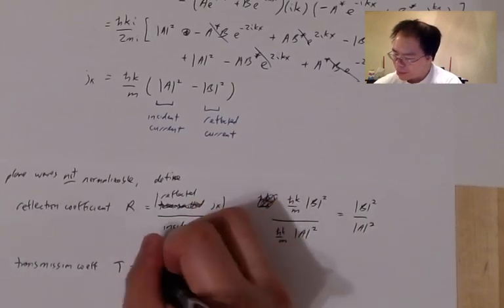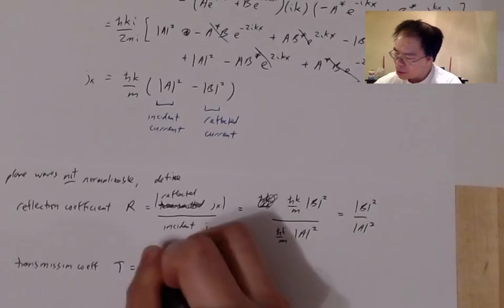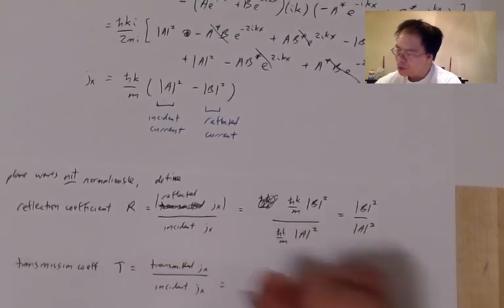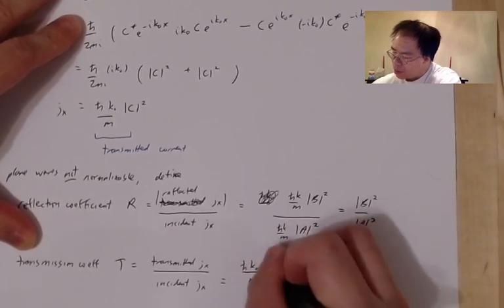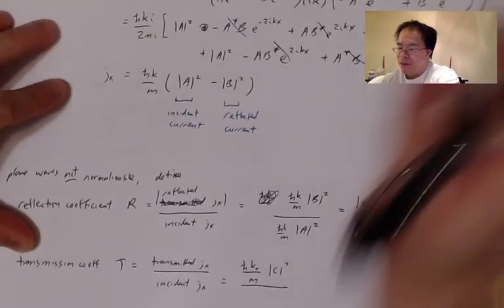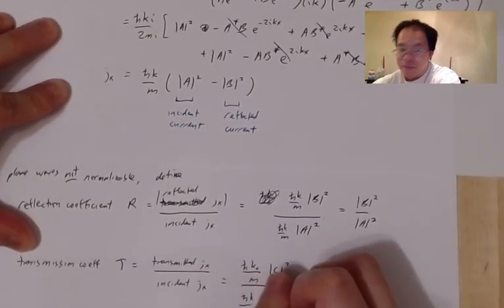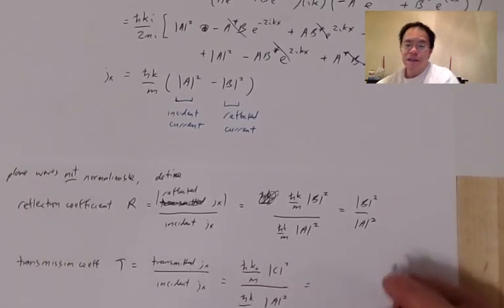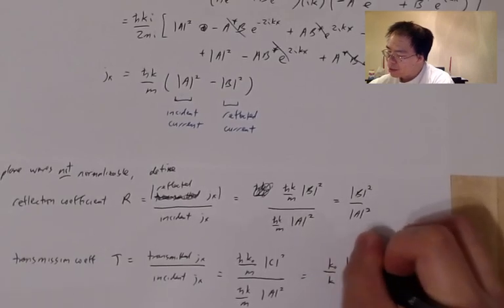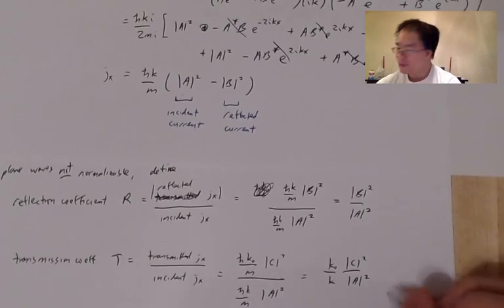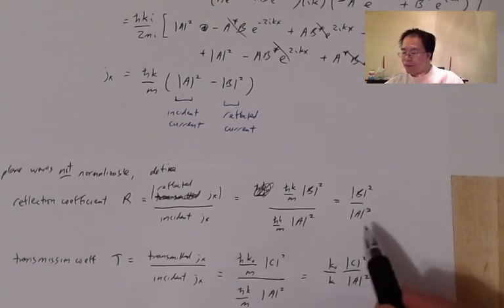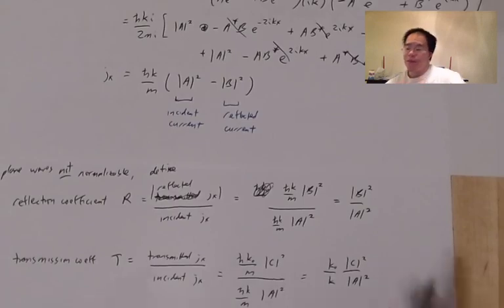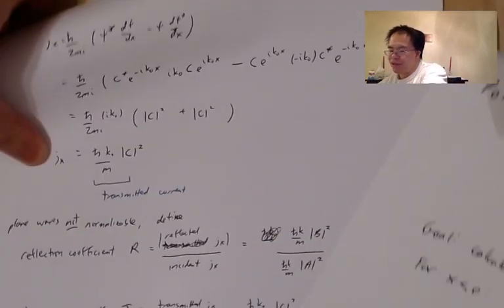That's going to be the transmitted current divided by my incident current. And we worked out what our transmitted current was. That's h bar k naught over m, c squared. And we know our incident current here from before, h bar k over m, a squared. And so our t is going to be equal to k naught over k, c modulus squared divided by a modulus squared. Okay, so we're nearly done with being able to calculate this for e greater than v naught. We now just need to be able to get b in terms of a and c in terms of a, then we're done. So next we'll apply boundary conditions.